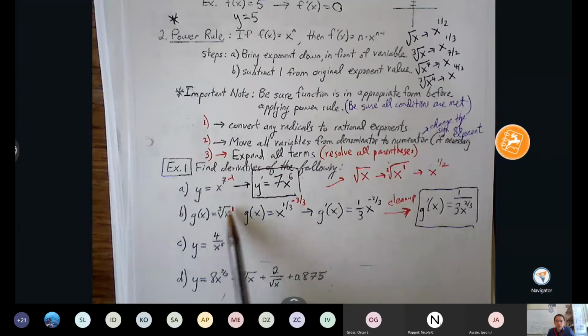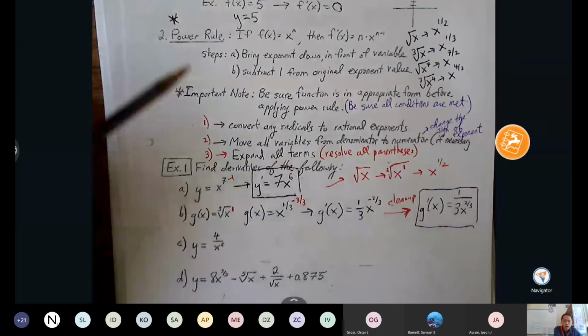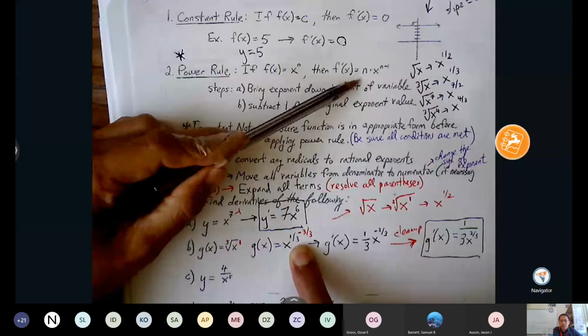Okay, any questions with this process here? Can you clarify how you went from g of x to g prime? Sure. So g of x to g prime, we are applying this power rule here, this derivative rule here.